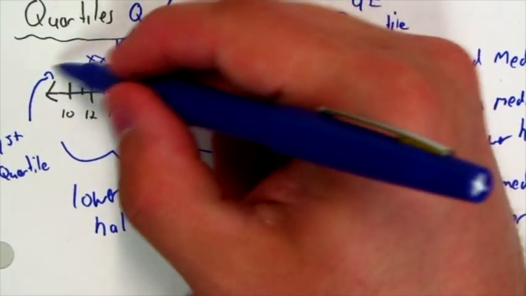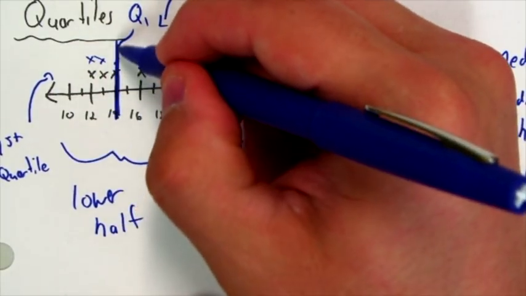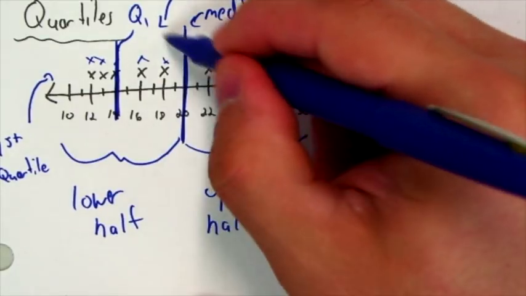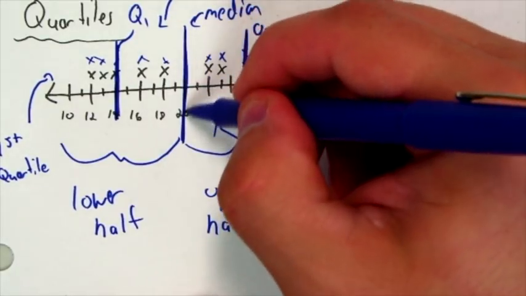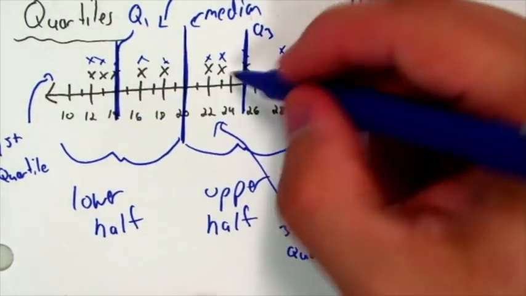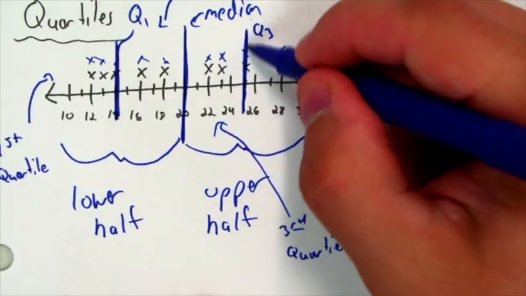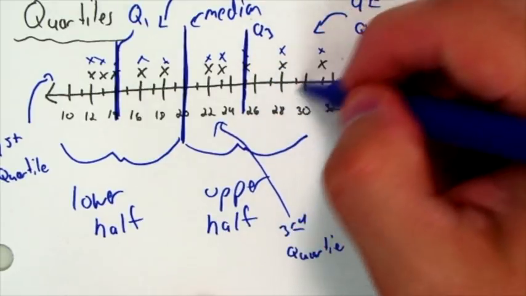So here, this whole set is the first quartile, the end of it is Q1. This whole set is the second quartile, the end of it is the median, because now we've gotten the first and second together, that's the lower half. This next section is the third quartile, the end of it is called Q3, and the last is called the fourth quartile.